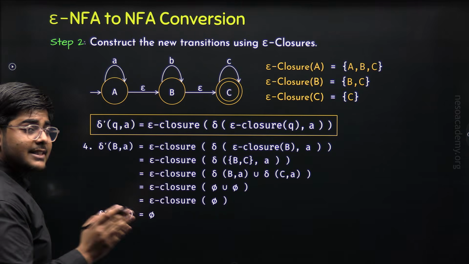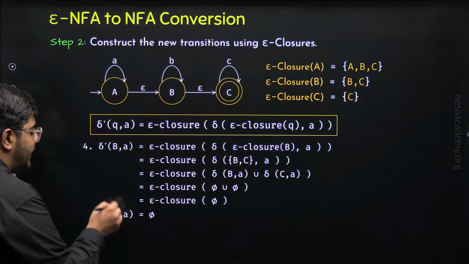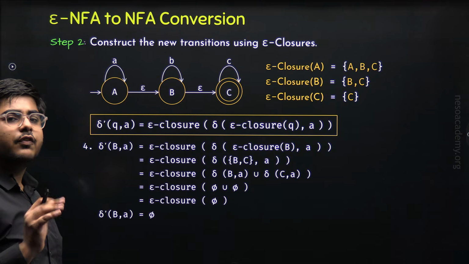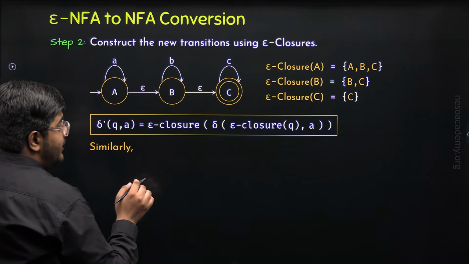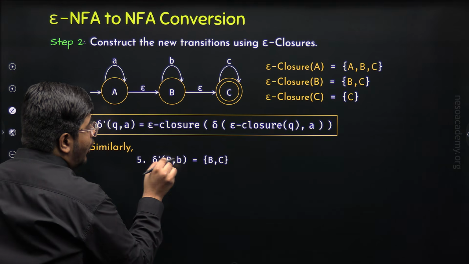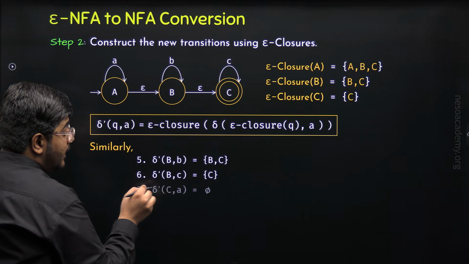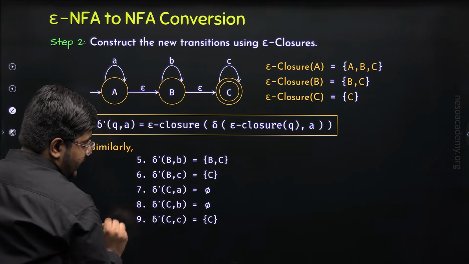That means in the resulting NFA, we will not have any transition for the state B on input symbol A. So we have calculated a total of 4 transitions, and in this way, you can find the transitions for B on getting input symbol B, B on getting input symbol C, C on getting A, C on getting B, and C on getting C.